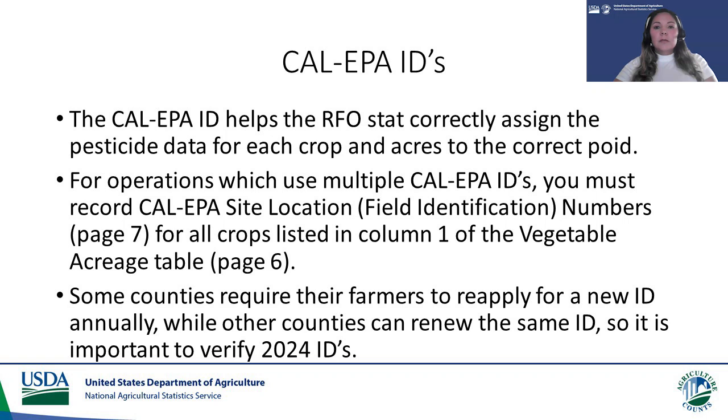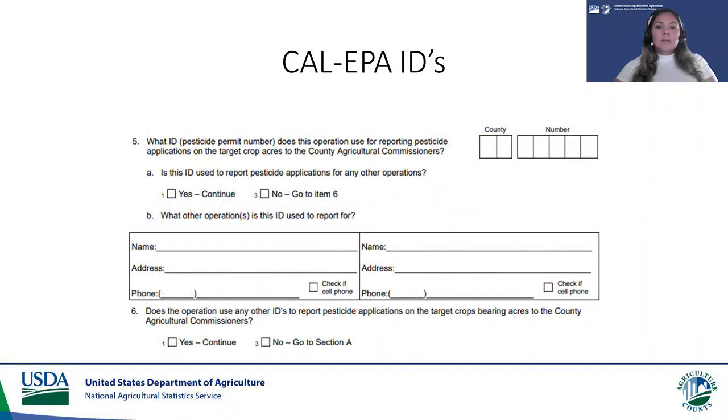IDs are also occasionally changed for the same operation. Do not rely solely on the recorded ID, and make sure to verify with the operation that the IDs on record are valid. This is the section of the California survey where the California EPA ID is identified.